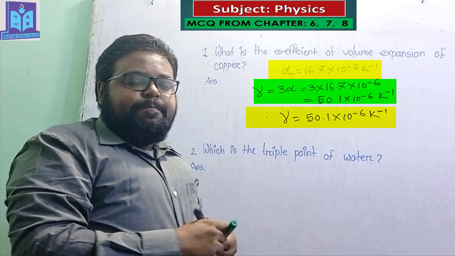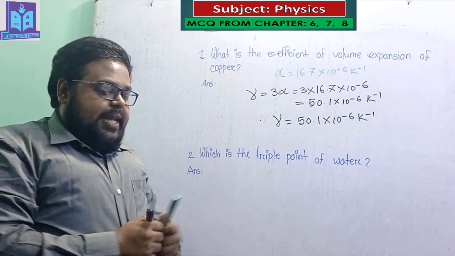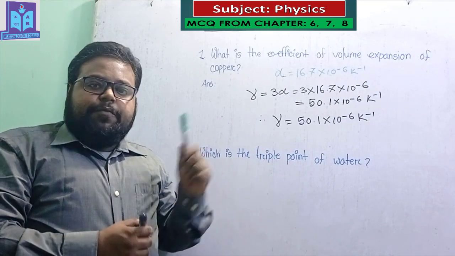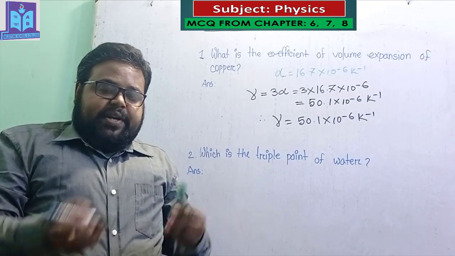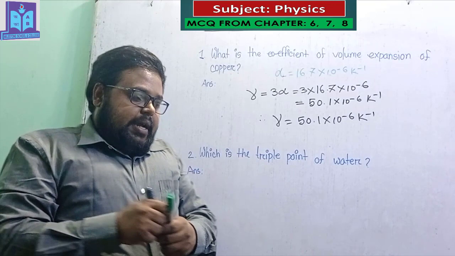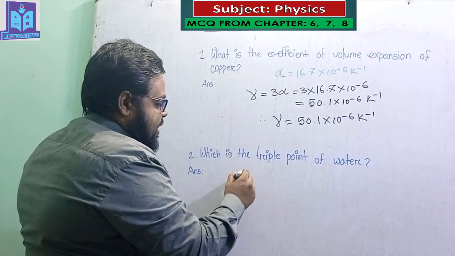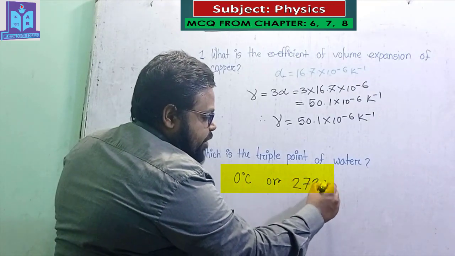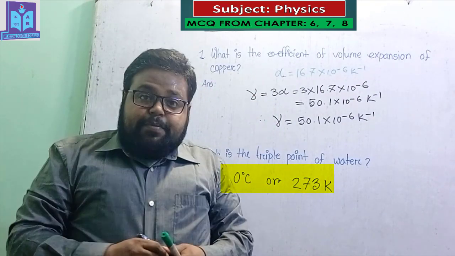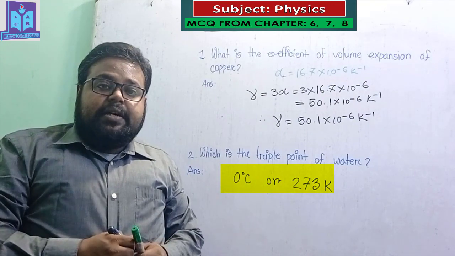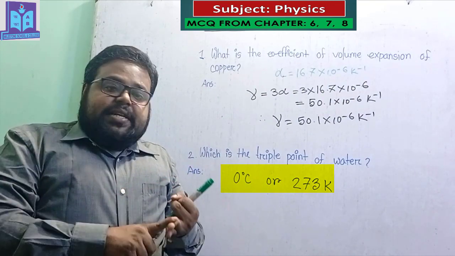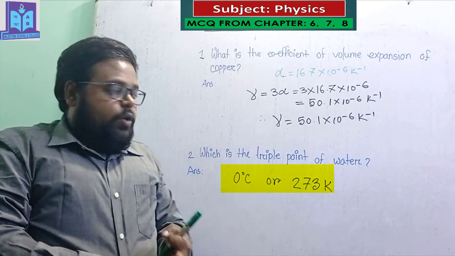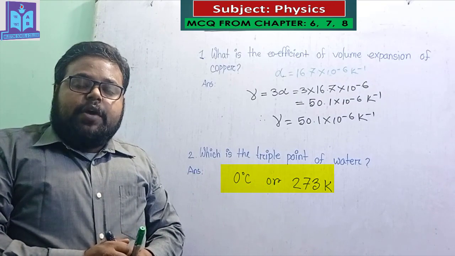And here you can see that this is our second question, which is the triple point of water. Do you know what is the triple point of water? The triple point of water is 0 degrees Celsius or 273 Kelvin. That means at this temperature, ice, water and water vapor, all three states will exist. And that is the triple point of water.